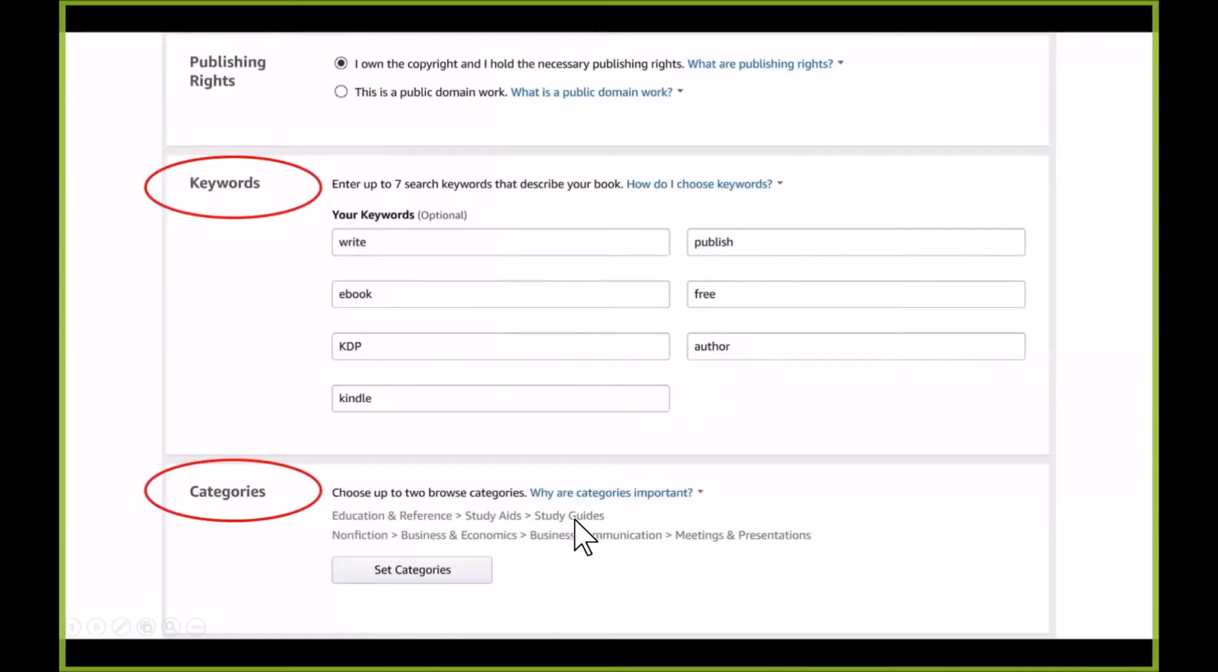And then I also put in categories. You want to select 2 different categories usually. Now, if it's fiction, you need to go in the fiction area. This isn't. So I picked education and reference, study guides, study aids and study guides, and then I picked nonfiction, business economics, business communication, meetings and presentations. And you set your categories there. And you can always change them. You can change them every day, every month, whatever you want.